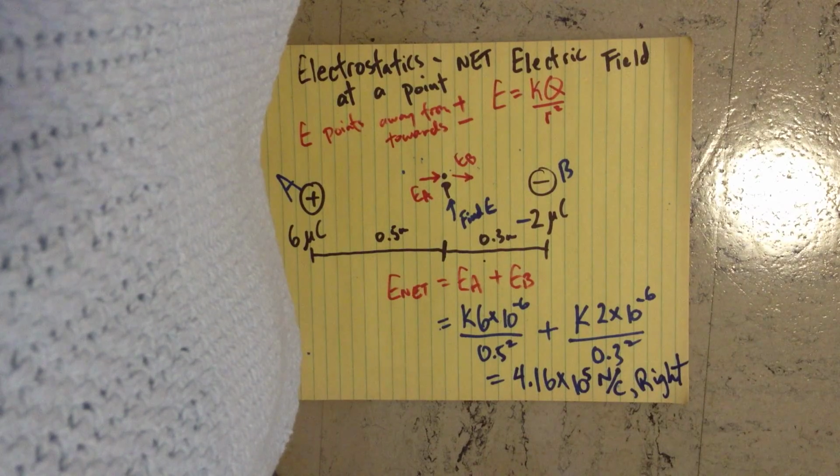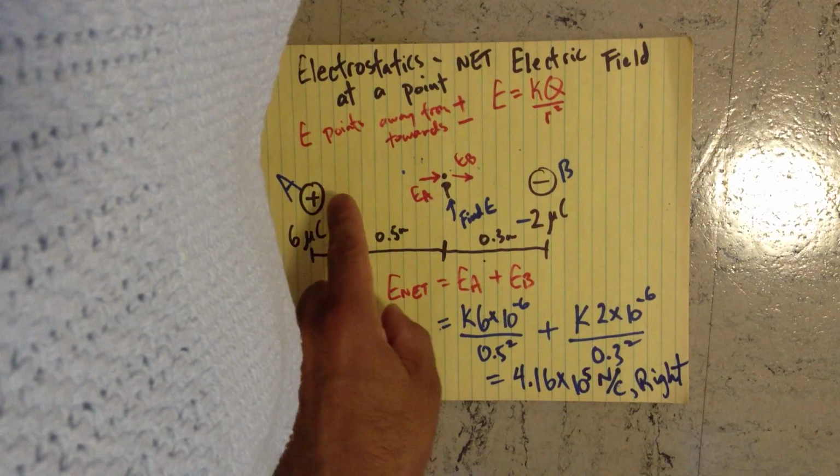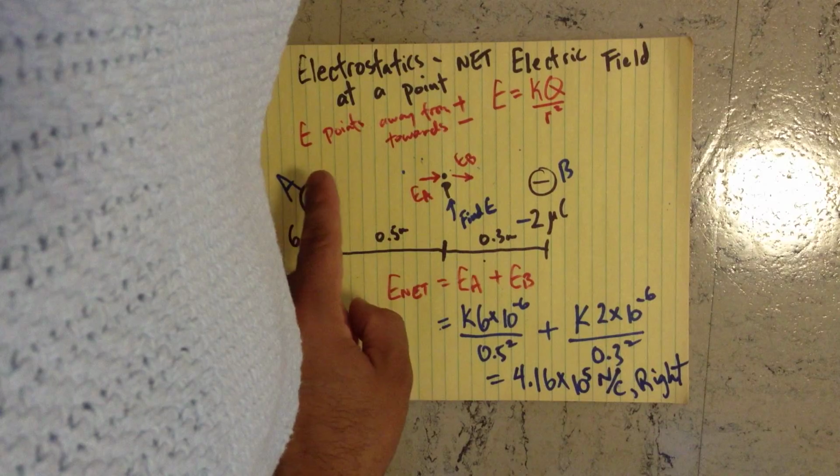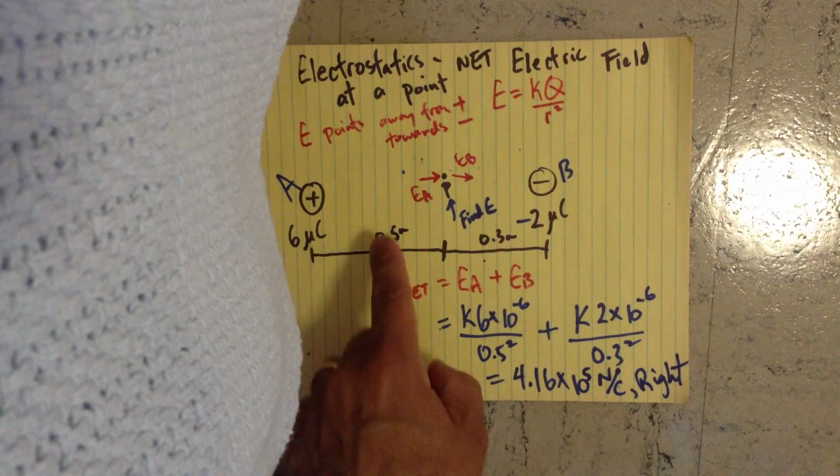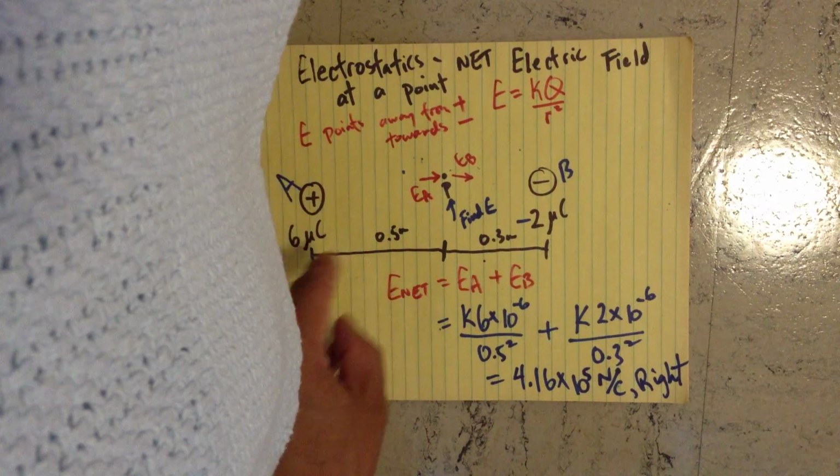So the big thing to remember when you set up these questions is that electric field always points away from positive towards negative. That lets you decide the direction of the fields for the question, and then you build your equation.